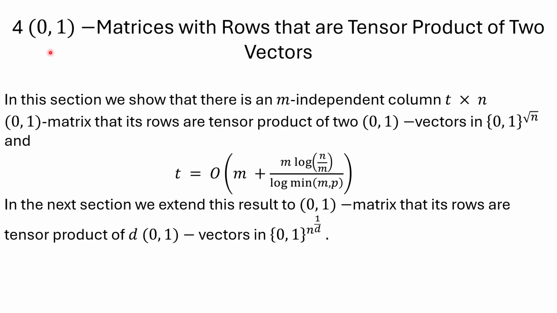Section 4. 0,1 matrices with rows that are tensor products of two vectors. In this section, we show that there is an m-independent column 0,1 matrix T whose rows are tensor products of two 0,1 vectors in {0,1} to the root of n, and T is defined here. In the next section, we extend this result to a 0,1 matrix whose rows are tensor products of d 0,1 vectors in {0,1} to the n to the power of 1 divided by d.